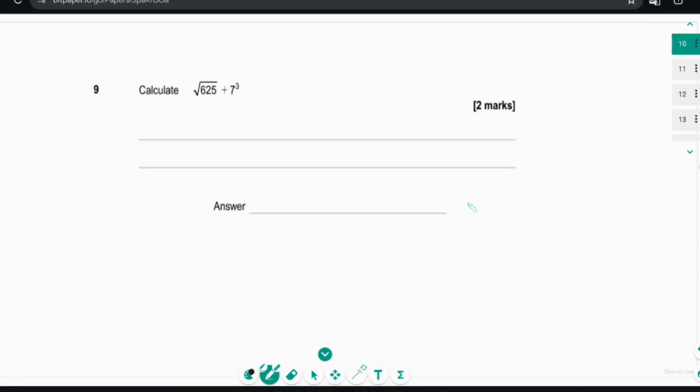Calculate square root of 625 plus 7 cubed. You can work this out on your calculator. Square root of 625 is 25. 7 cubed, you can just use your power button or do 7 times 7 times 7 on your calculator, which is 343. Add them together, 368.